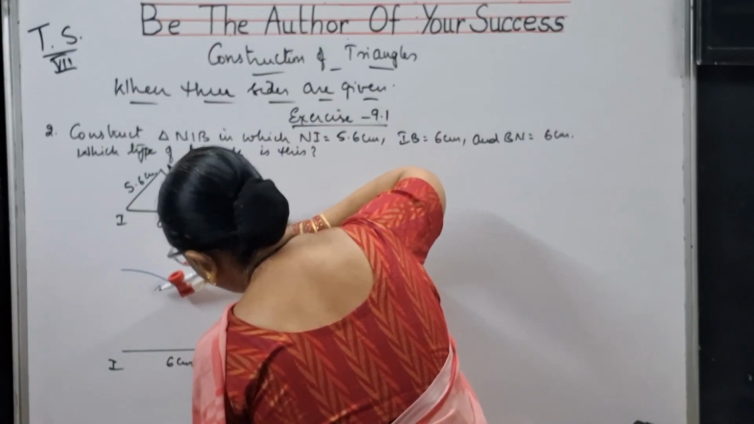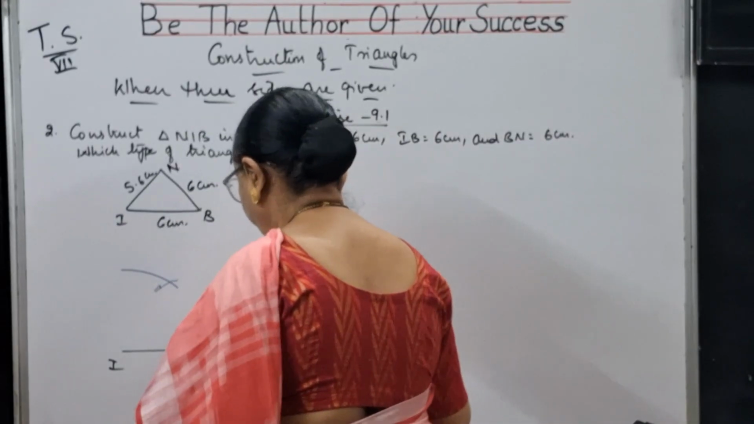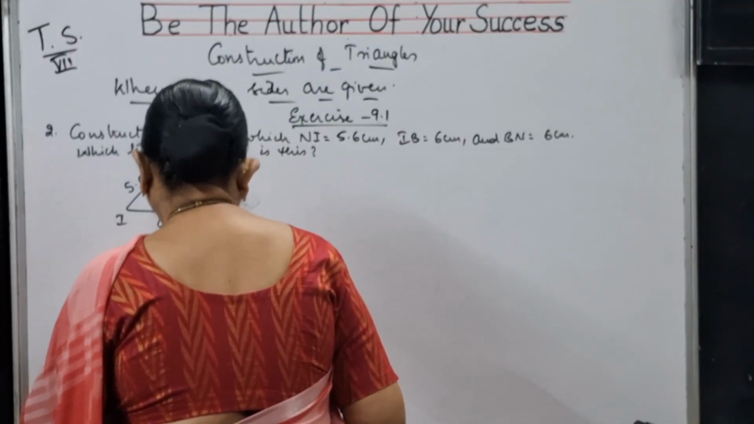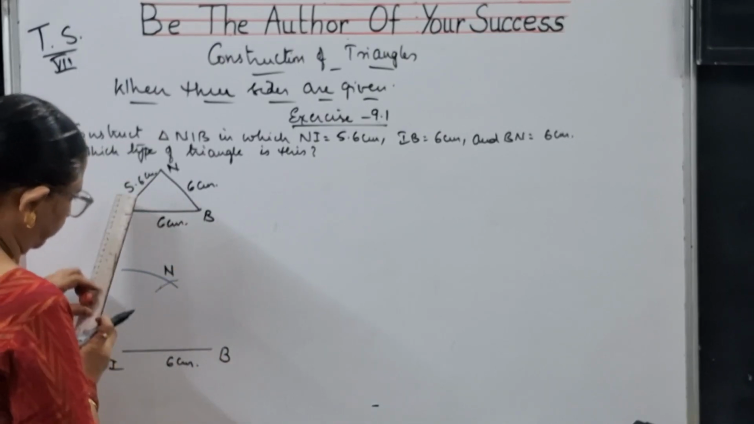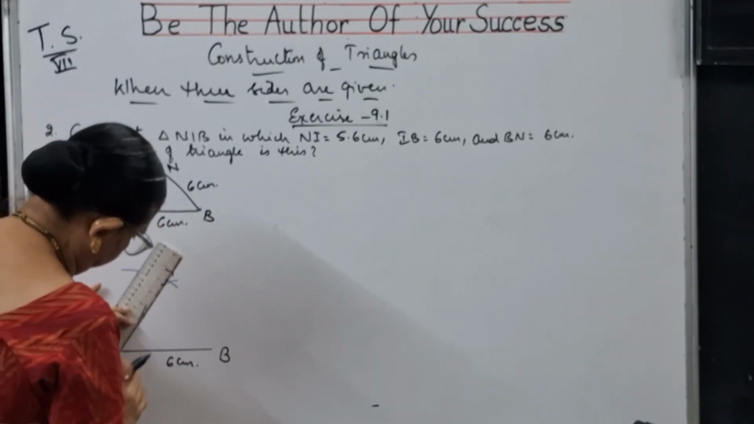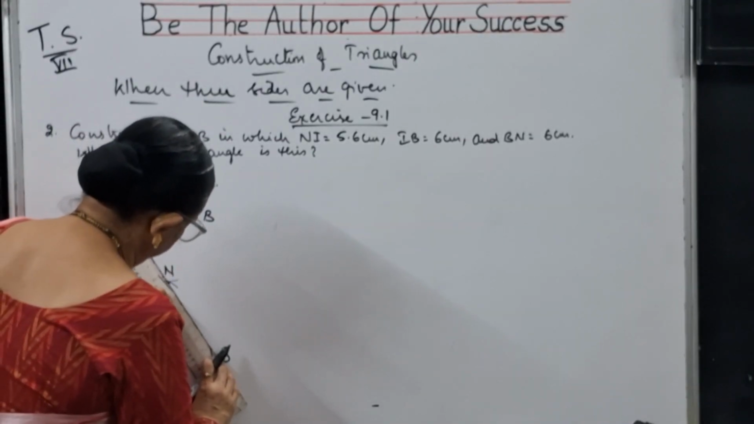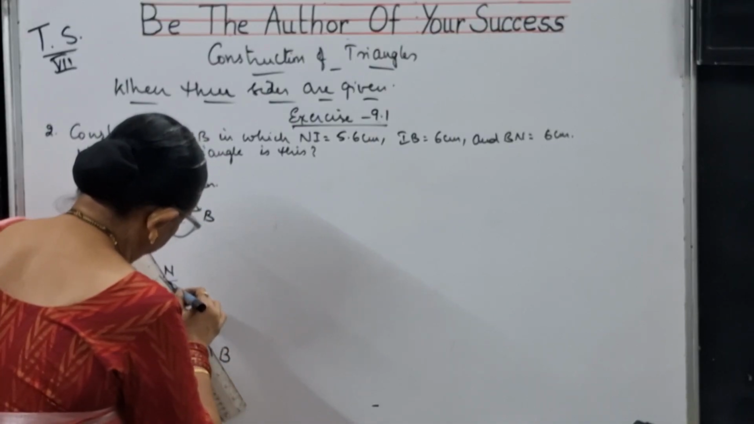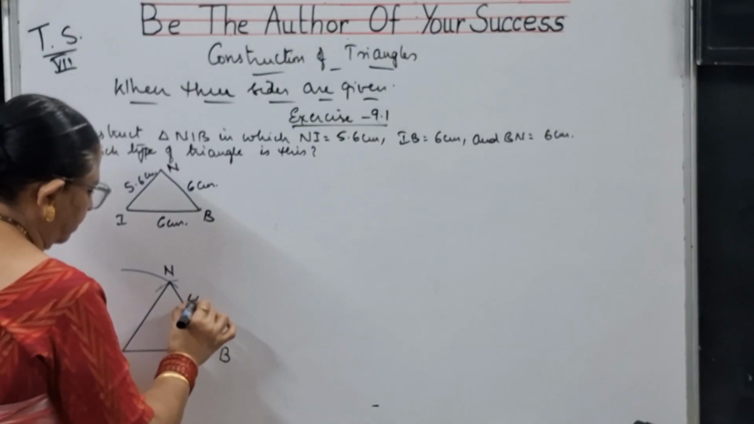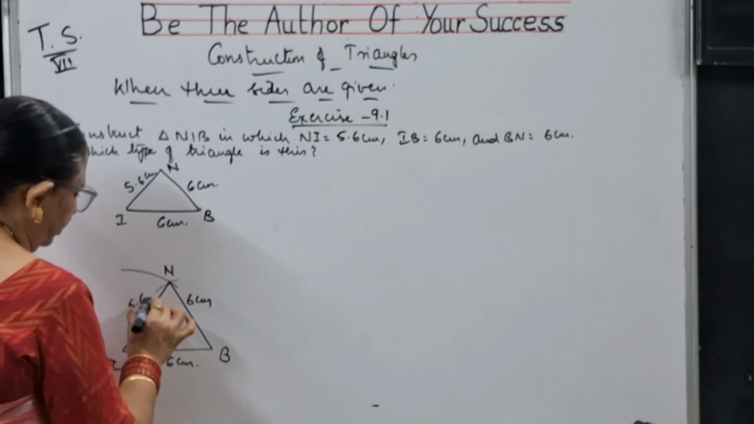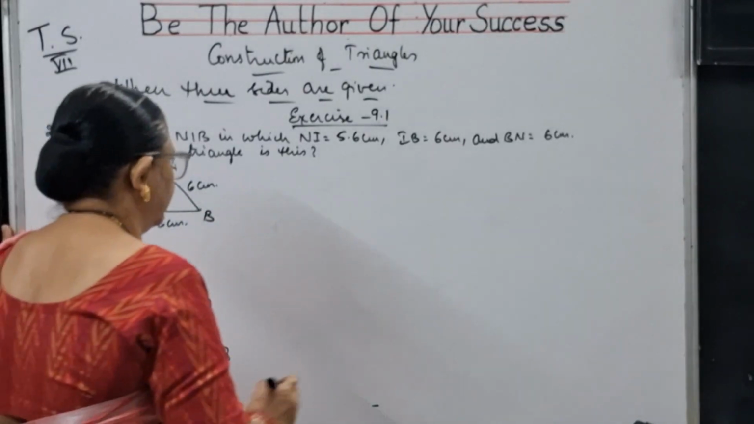So, children, 6 centimeters as a radius, I am getting an arc like this. So, I'll call it as N. Now, let me join N and I and N and B. So, this is 6 centimeters. This is 5.6 centimeters. So, let us now first draw the construction steps.